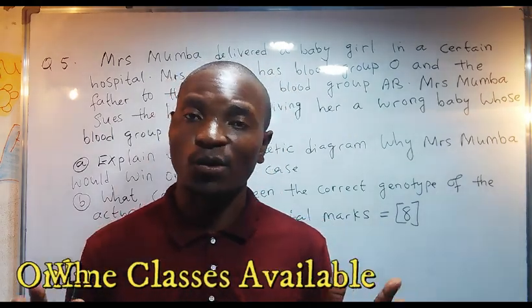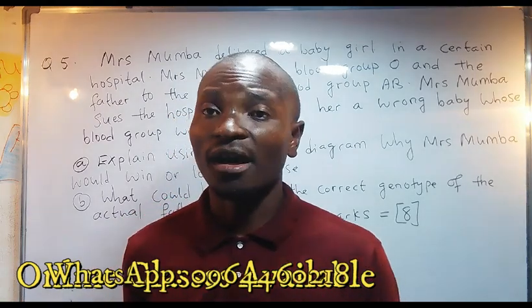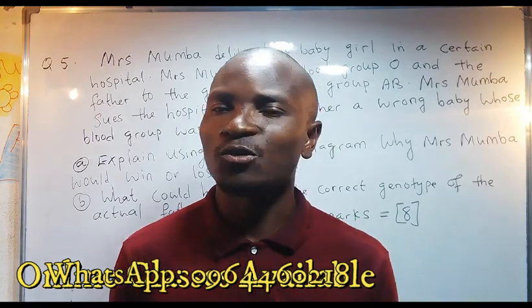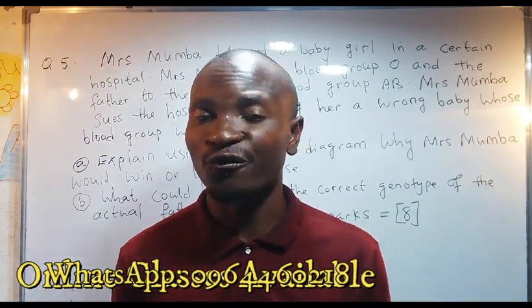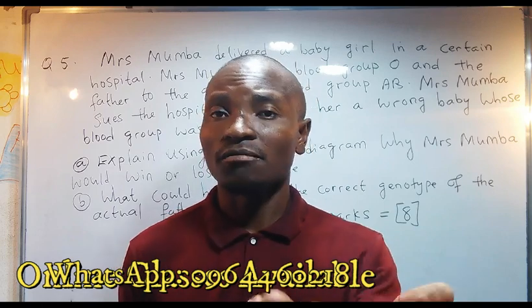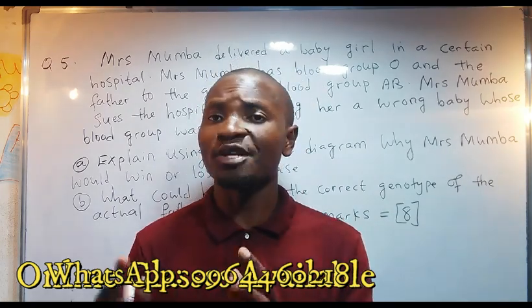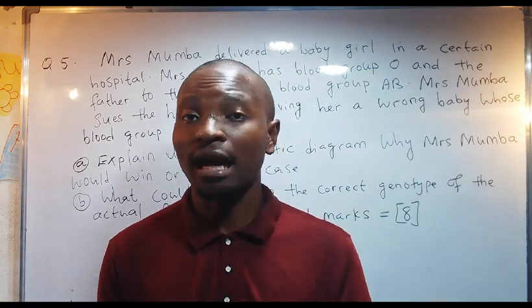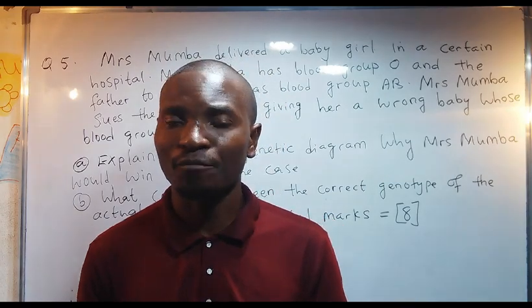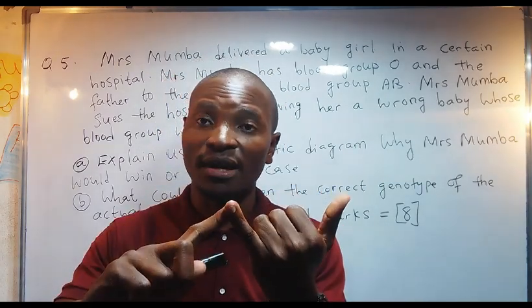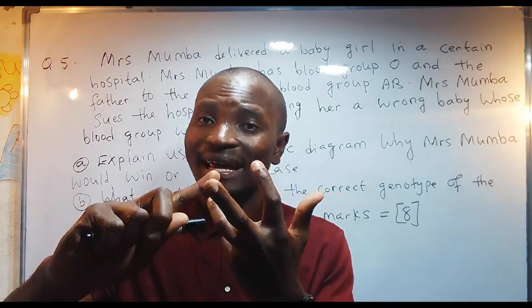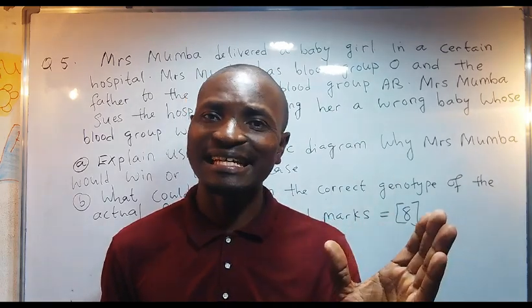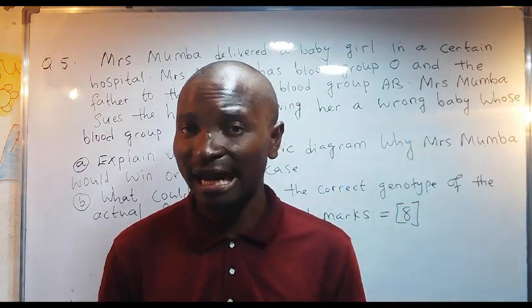Let's see what the question is all about. The question is all about blood groups. You do understand that we have different kinds of blood groups. You might belong to blood group A, blood group AB, or even O, or just B. So basically, we are talking about blood group A, blood group B, blood group AB, and finally O. You might be in any of those groups of blood.